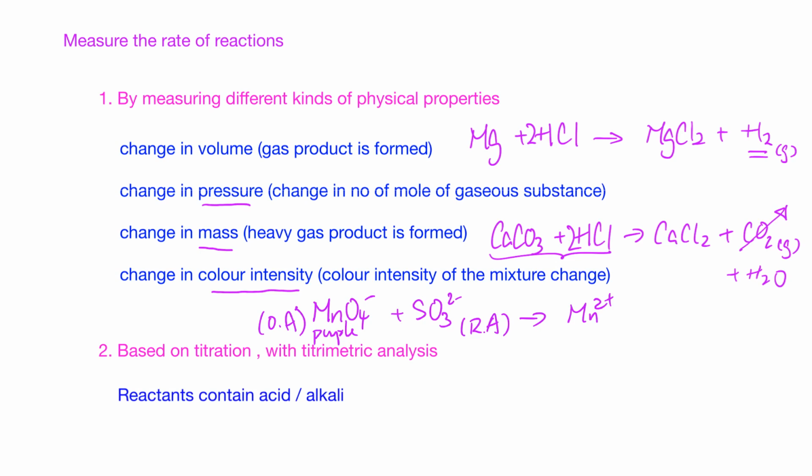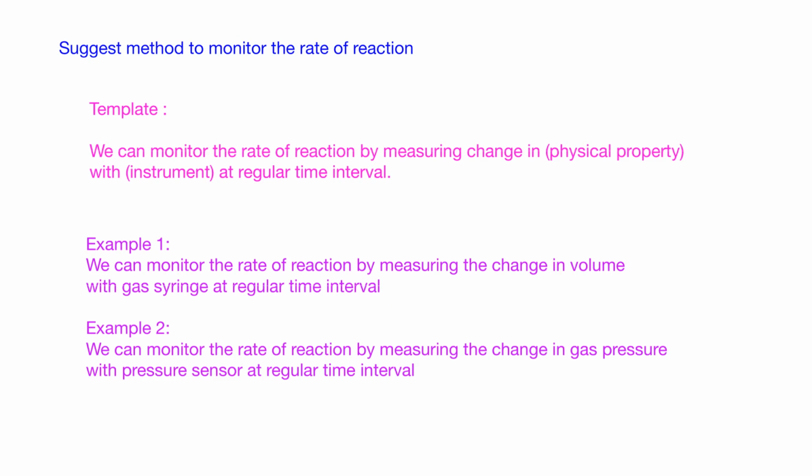For all these, we are measuring physical properties. But other than that, we can also use titrations, called titrimetric analysis, to monitor the rate of reactions. In these kinds of reactions, normally the reactants may contain acid and alkali. In detail, we're going to talk about that later. When you suggest a method to monitor the rate of reaction, this is the most important question we're dealing with in this chapter. Normally we'll give you reactions and ask you, can you suggest a method to monitor the rate of reactions?